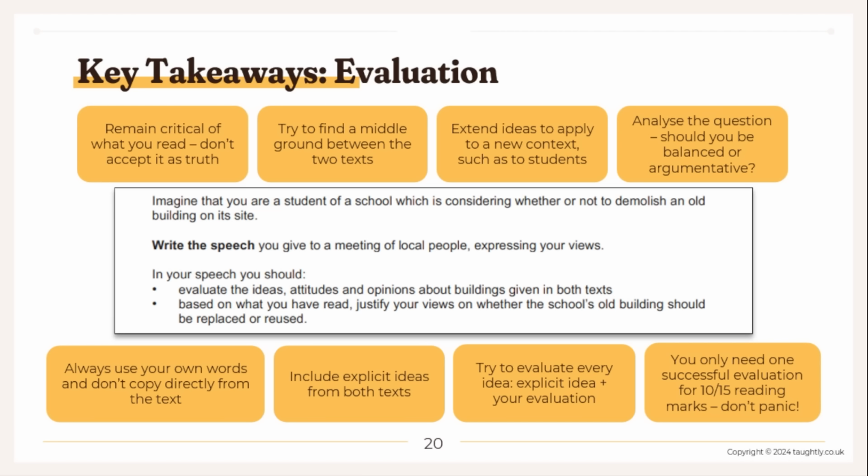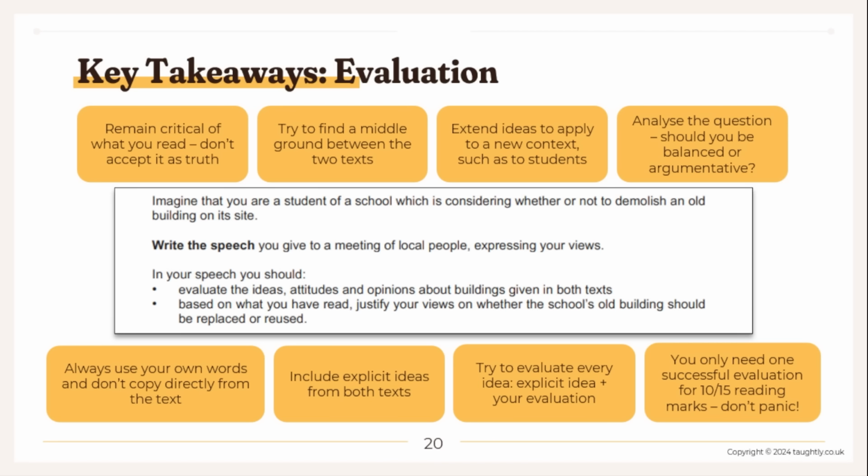Analyse the question that you've been given. Does it seem like you should be more balanced or more argumentative? Obviously, if it directly says to persuade your boss in favour of something, then it's completely unbalanced and argumentative. For directed writing, always use your own words and don't copy directly from the text. Do remember to include explicit ideas from both texts, that is you summarising the main arguments that each of them make in your own words. And a good structure for that will be to go explicit idea that the text says, followed by your evaluation, and keep repeating that structure.